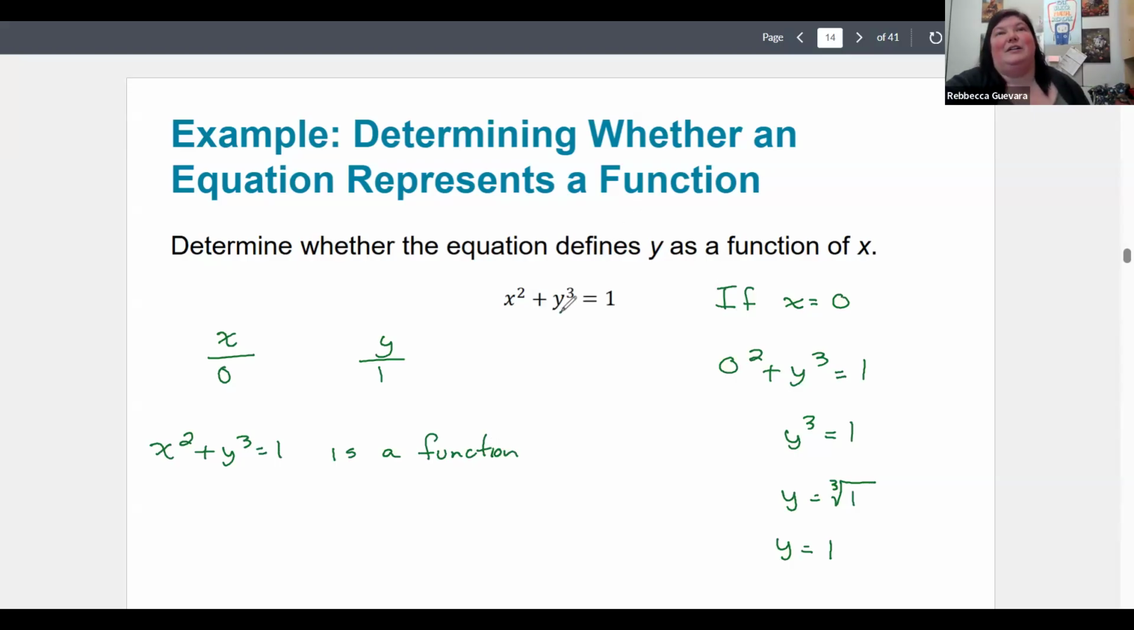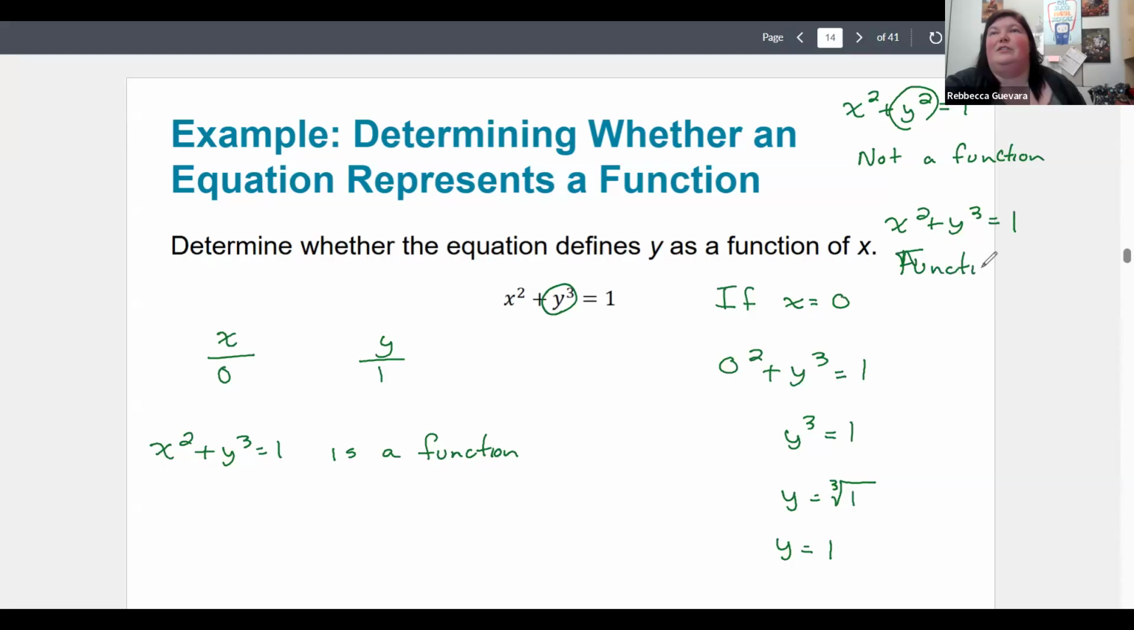One of the things to notice here is the y. x squared plus y squared equals 1, not a function. I'm not saying this is the best way to do it, but this is a way to help you figure this out. So if your y has an even power, it's not going to be a function. If your y, however, has an odd power, you would get a function back.